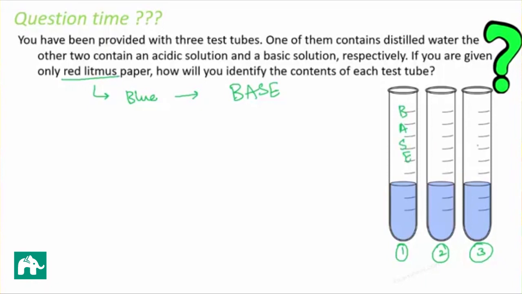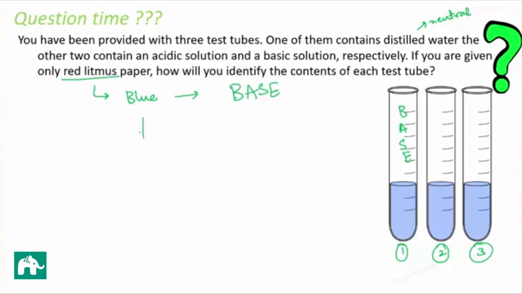How will you identify that out of 2 and 3, which is acidic and which is distilled water? Distilled water is basically neutral. So how will you identify that? For that, you would need a blue litmus paper. Do you have a blue litmus paper? Yes, we do, because the red litmus paper which I had turned blue, right? So now I also have a blue litmus paper.